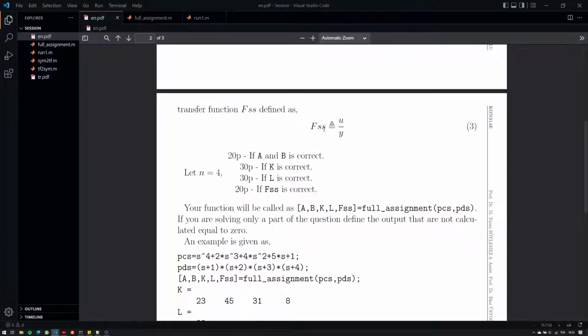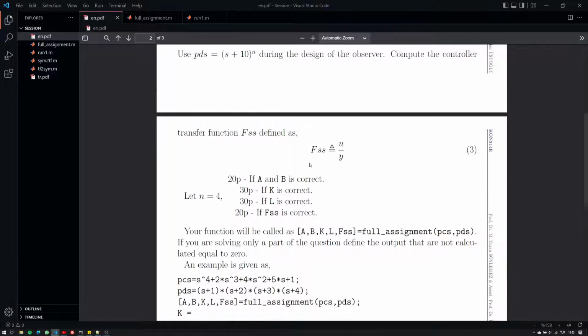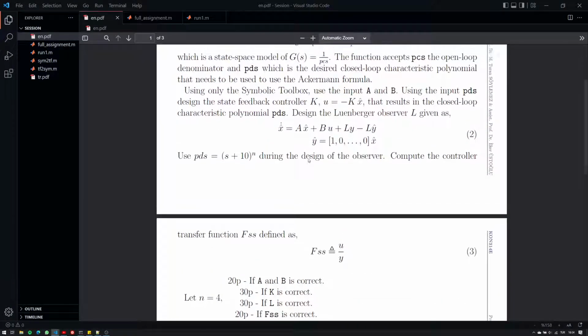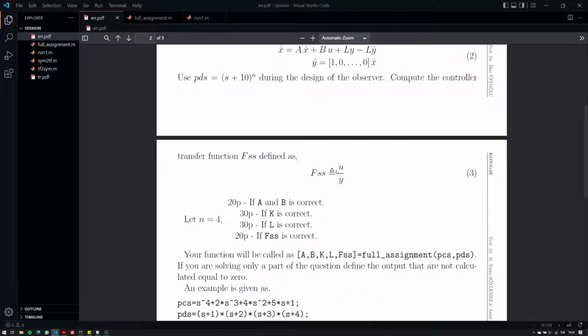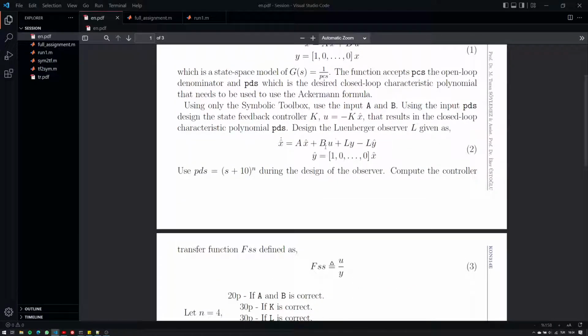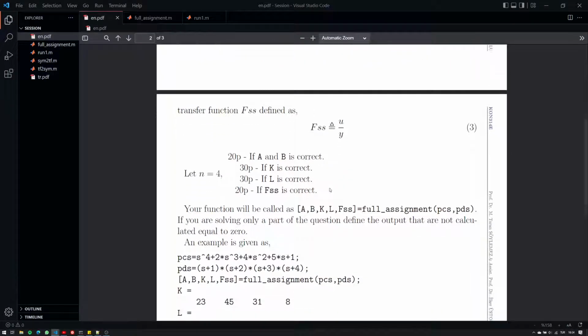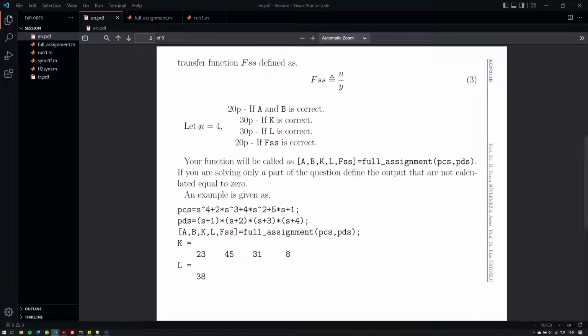The controller here is basically the transfer function that takes the input y, which is the output of the system, and returns the control signal. Of course, this seems a bit odd because it is not really the strategy of a controller that we are used to, but since we are using state space, state feedback and a Luenberger observer, this will make sense when we try to solve it. Now, you are only responsible for n equals 4. If A and B is correct, K is correct, L is correct, etc.